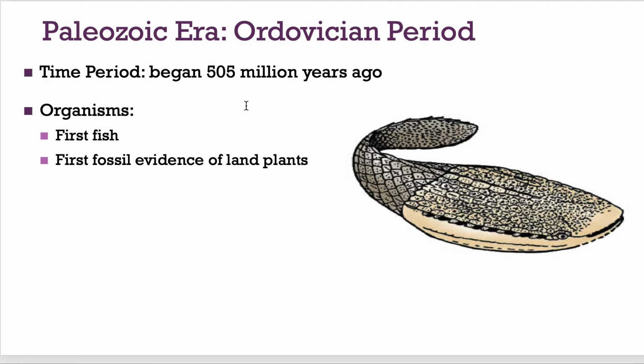Then also in the Paleozoic era was the Ordovician period. I don't know if that's exactly how you say that name, but close enough. All right. This time period began 505 million years ago, and this is when the first fish arrived, which looked kind of like this weird guy over here, as well as the first fossil evidence of some plants on land.